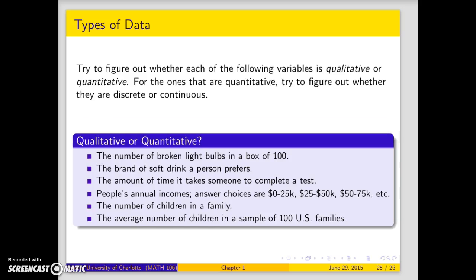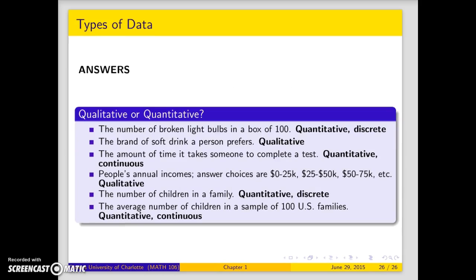Okay, so now take a minute to figure out if each of these are quantitative or qualitative, and if it's quantitative, is it discrete or continuous? Okay, most of these actually are straightforward, I would say, except the last one may be a little bit difficult. The average number of children in a sample of 100 U.S. families. So the number of children in a sample of 100 U.S. families is discrete since it has to be a whole number.